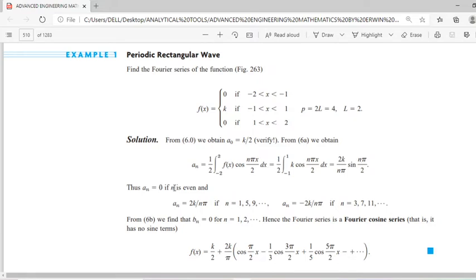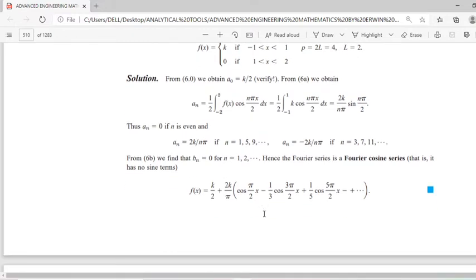if n is even, that means 2, 4, 6, etc., then an will be 0. And if n is odd, then an equals 2k by n pi into sin, which can be 1 or minus 1. It is 1 for n equal to 1, 5, 9, etc. Sin will be minus 1 for n equal to 3, 7, 11, etc.